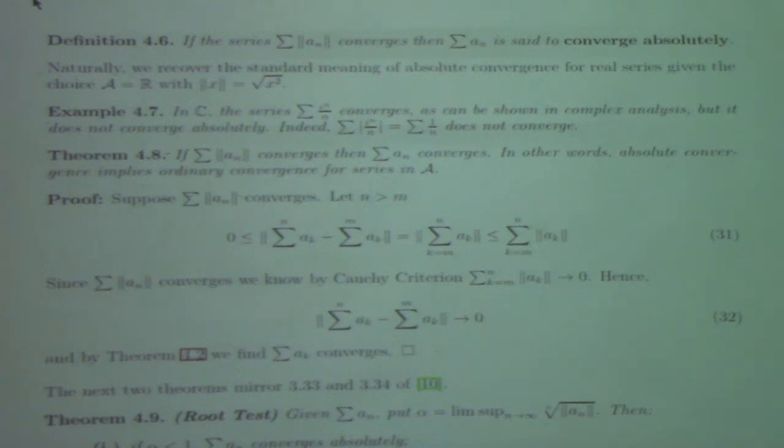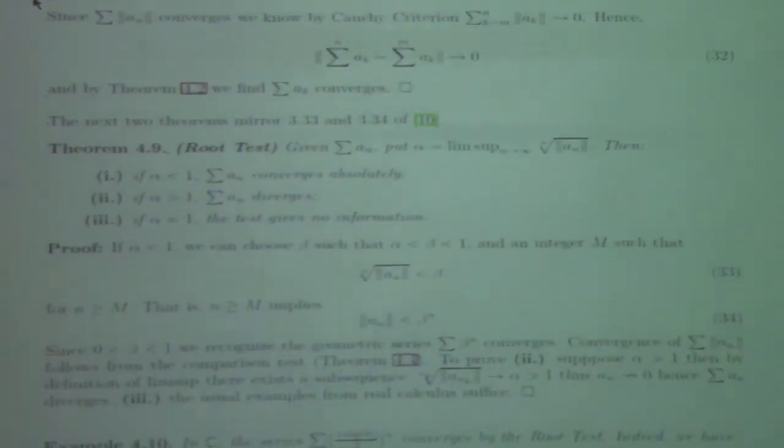You can talk about absolute convergence, right? Here's an example of something that converges, but it doesn't converge absolutely, because when you take the modulus, it becomes harmonic. Those things still happen. On the other hand, if we do have absolute convergence, that implies convergence. So that's nice. Again, the proof is by the Cauchy criterion, as usual. The root test.